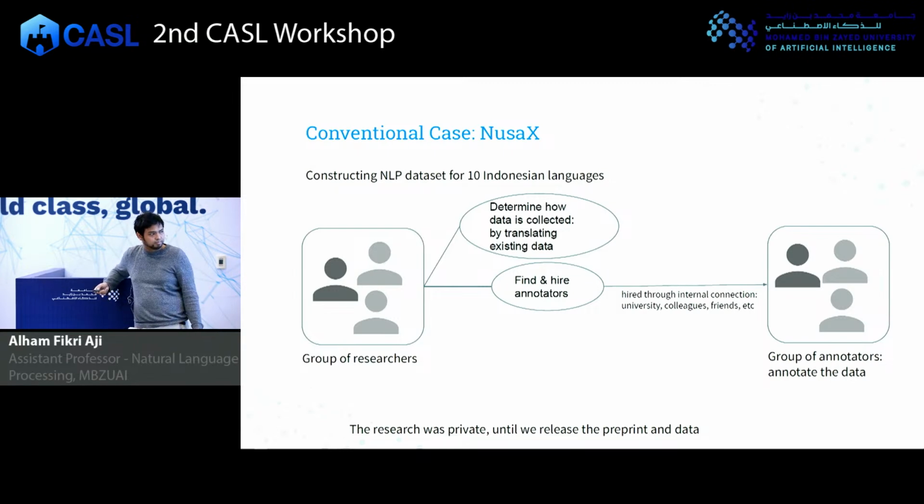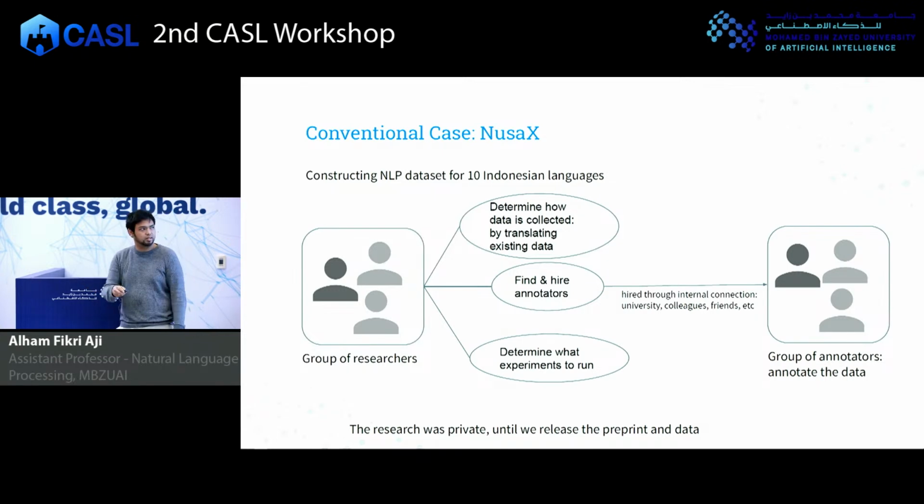Once we got the data, after that, we determine what kind of experiments to run, what kind of model we train. After that, we write the paper. So basically, the researchers and the people who actually speak the language are disconnected. We don't speak the language, by the way. We only speak one or two languages, but most of the languages we don't speak. The speakers and the scientists are disconnected from each other, except that we hire them to create the data and then we pay them. That's about it, right? And the research is basically private until we release the data to GitHub.